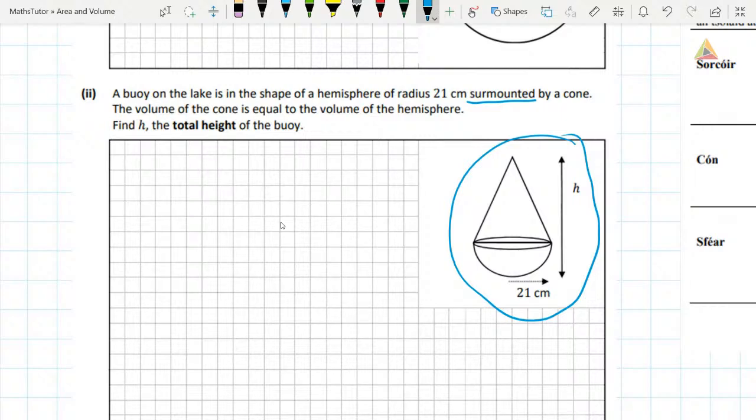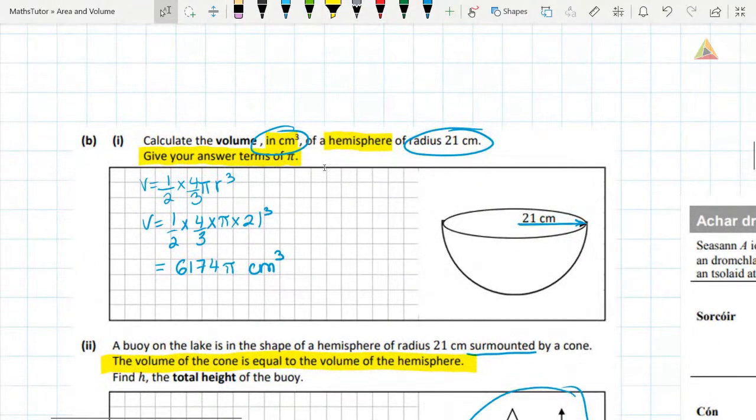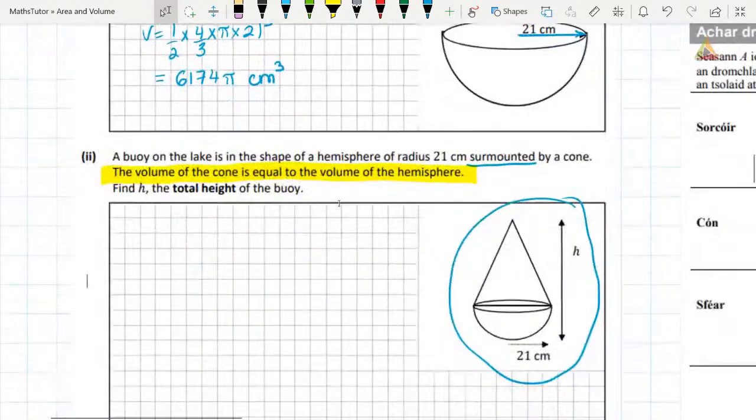So we're going to work with what information we were given here. This is the most important line: the volume of the cone is equal to the volume of the hemisphere. It tells me it's a hemisphere of radius 21. That's the part that we worked out in B part 1, because this was a hemisphere of radius 21. So I know that the volume of this hemisphere down here, the bottom part of this shape, is the volume that we've worked out in part A. And I also am told that the volume of the cone is equal to the volume of the hemisphere.